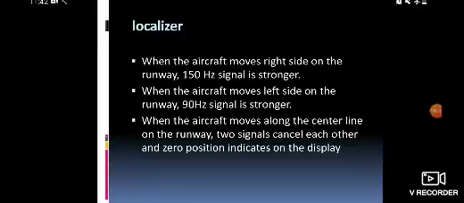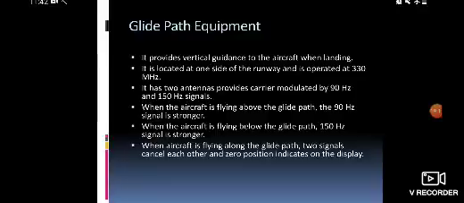And when the aircraft moves along the center line of the runway, these two signals are going to cancel each other, and the zero position is indicated. So it is not seeing any 150 hertz and not seeing any 90 hertz. Both signals cancel as zero signals, which means the zero position is indicated. That will indicate that we are in the safe position to land, in the center of the runway. Okay, this is the use of the localizer.